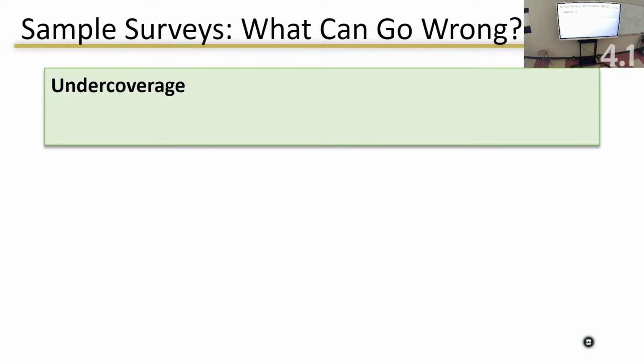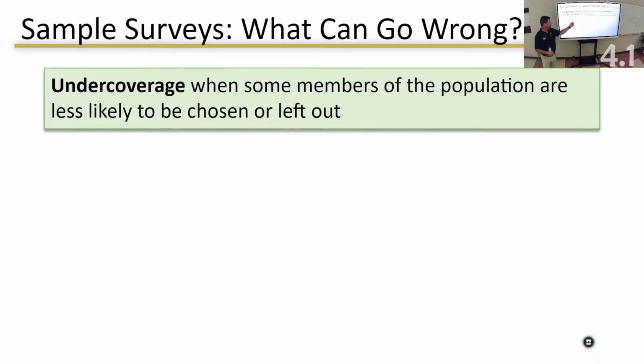Undercoverage. You have all these written already, right? You just got to fill them in. Is that right? Undercoverage. You left somebody out. You left a group out. It's underrepresented. Okay, you left somebody out of the group.